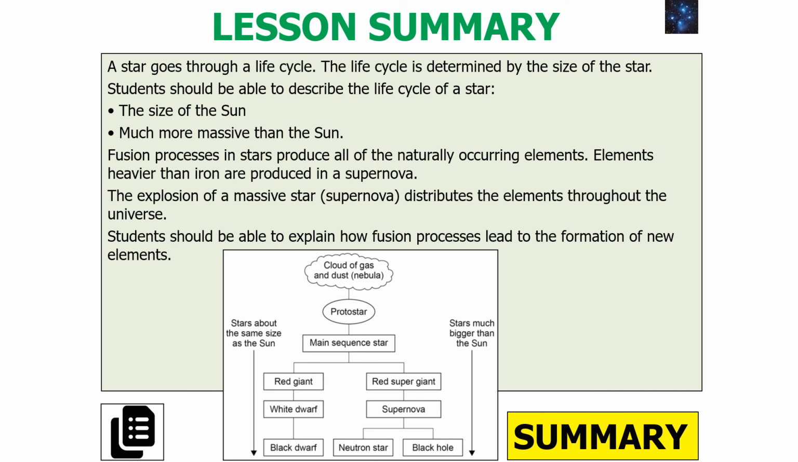Let's summarize what we've learned in today's lesson. A star undergoes a life cycle. The life cycle is determined by the size of the star, and you should be able to describe the life cycle of the star if it's the size of the sun, an average star, or more massive than the sun. Fusion processes in stars produce all of the naturally occurring elements in the universe, and elements heavier than iron are produced in a supernova. The explosion of the massive star, the supernova, distributes the elements throughout the universe.